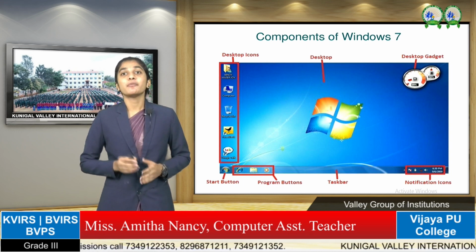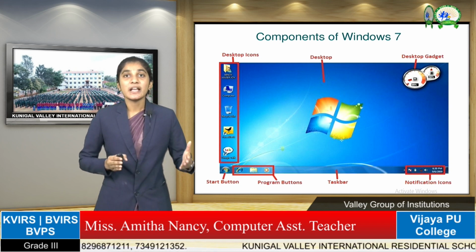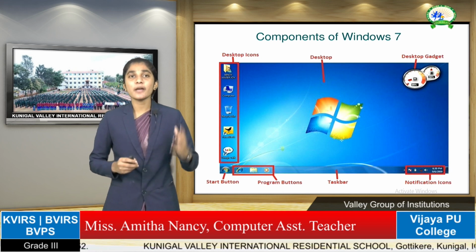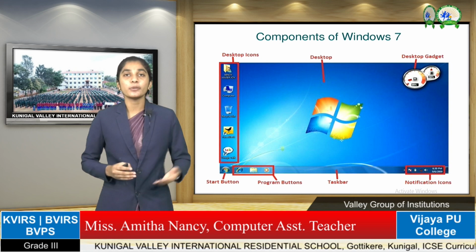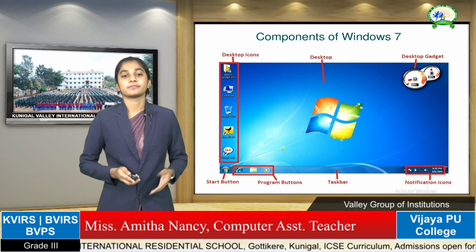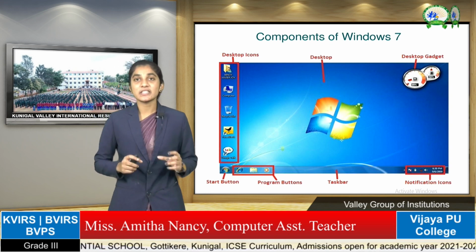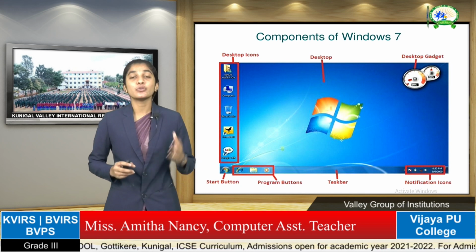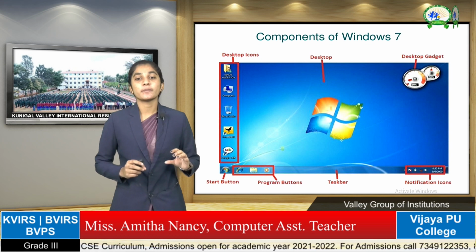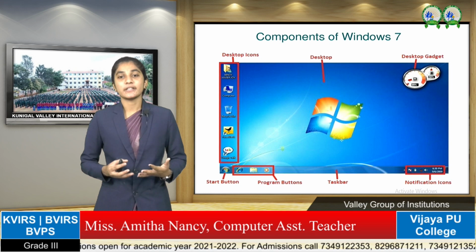Start button is nothing but when you click on start button, it will be to your extreme left. When you click on start button, all the programs that are there in the computer or all the software that is there in your computer, you can see in the start button. And next one we have taskbar. In the taskbar you can see what are the applications that are being used at present, and notification area also we will be having. Next one we have desktop. Already I have told desktop.